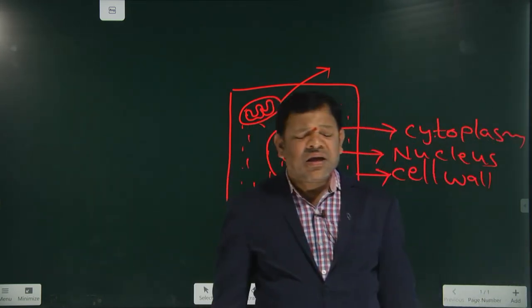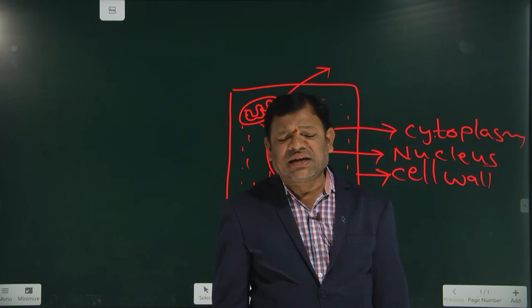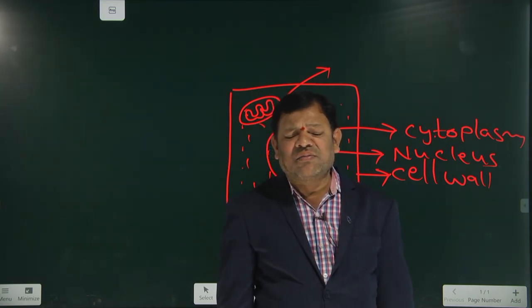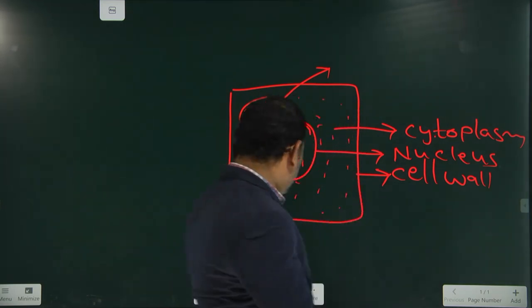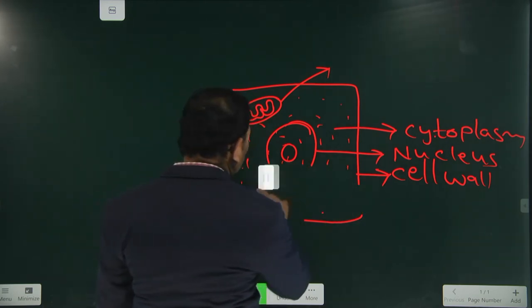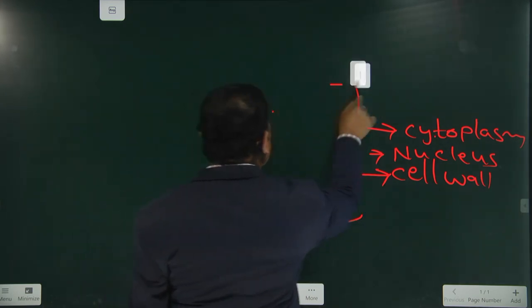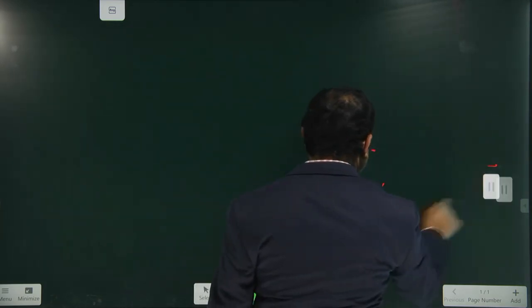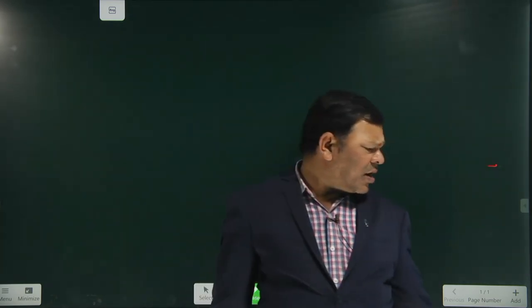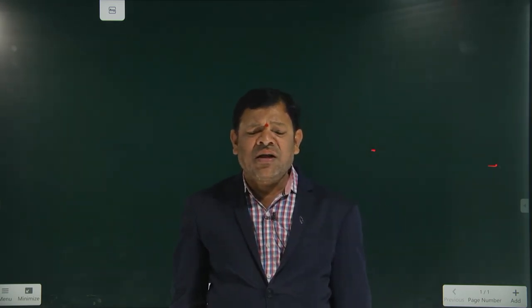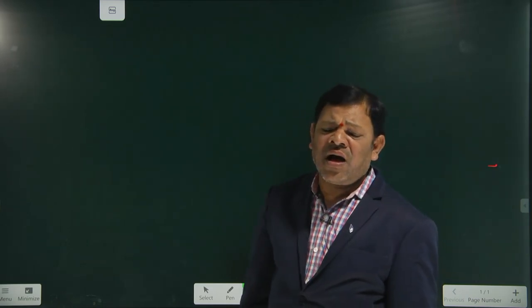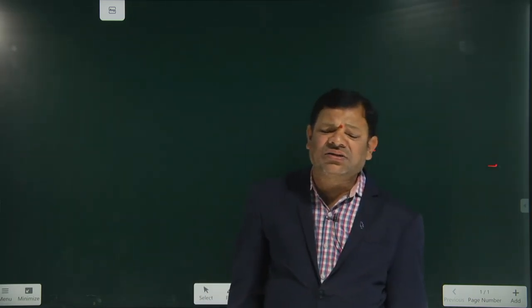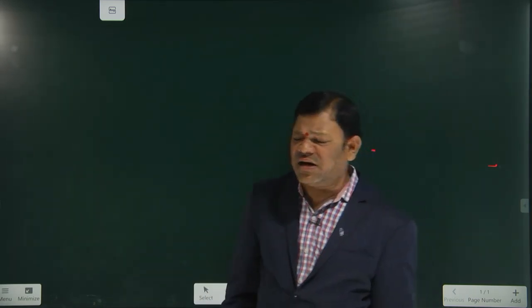Next, based on cells, there are unicellular organisms and multicellular organisms. Unicellular organisms are organisms made up of a single cell. Unicellular organisms are very primitive organisms. Bacteria is an example. Most of the remaining ones, algae, fungi, plants and animals, are multicellular organisms.